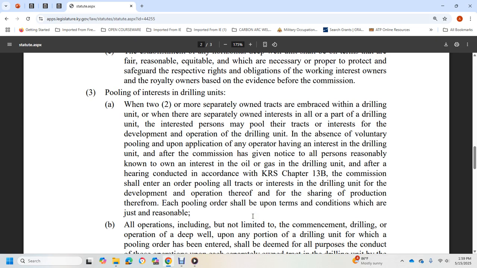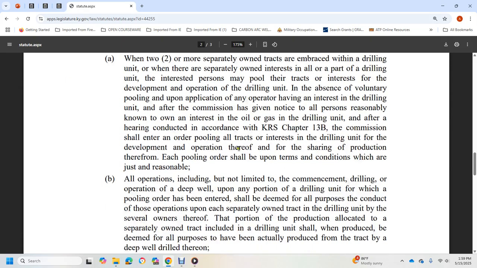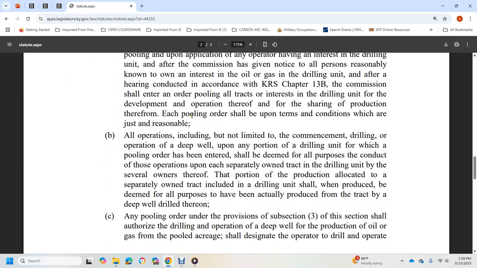any person may pool all tracts with interests for the development and operation of the drilling unit. In the absence of voluntary pooling, upon application of an operator having an interest in the drilling unit, and after the Commission has given notice to all persons reasonably known to own an interest in the oil and gas drilling unit, and after a hearing conducted in accordance with Kentucky Revised Statute Chapter 13B, the Commission shall enter an order pooling all tracts and interests in the drilling unit for the development and operation thereof, and for sharing the production therefrom.